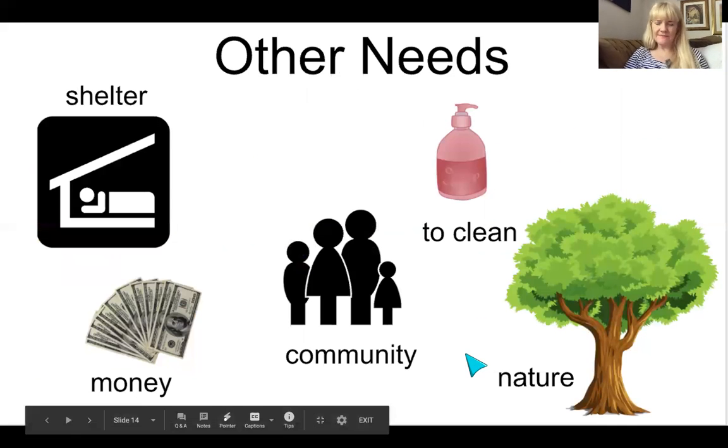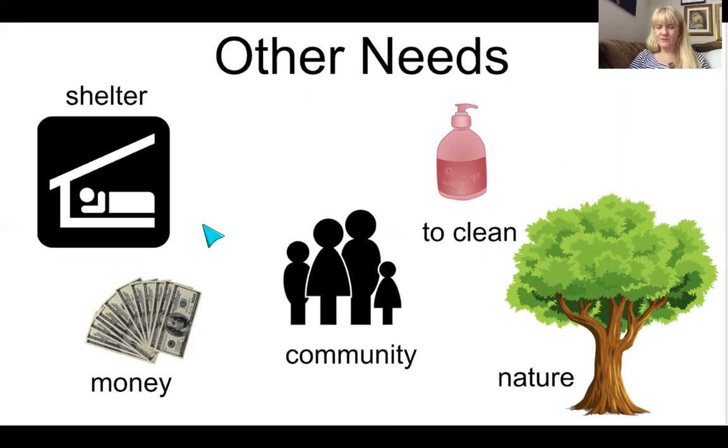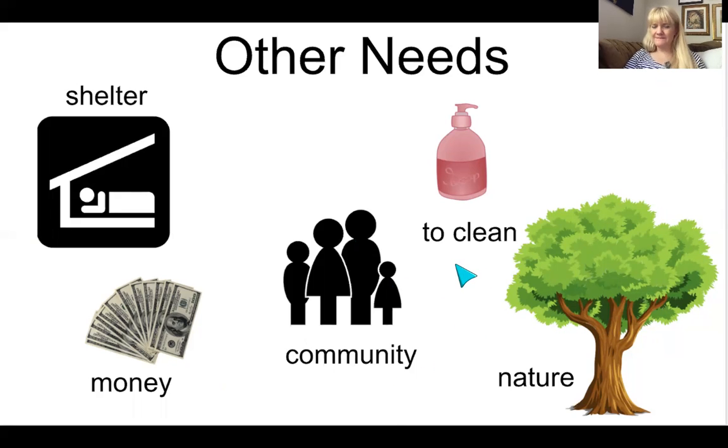Here are some other needs, things that were not in the book, but just things that we all need. We need a shelter, which is usually a home or an apartment. We need money to buy other things that we need. We need a community. Sometimes that's a family. It's friends, other people to help us and take care of us.